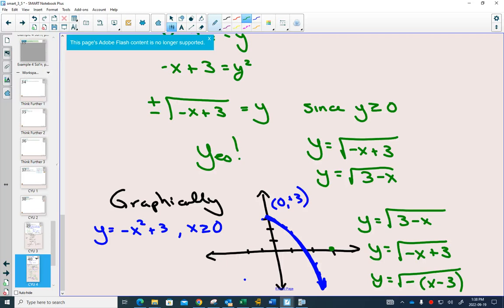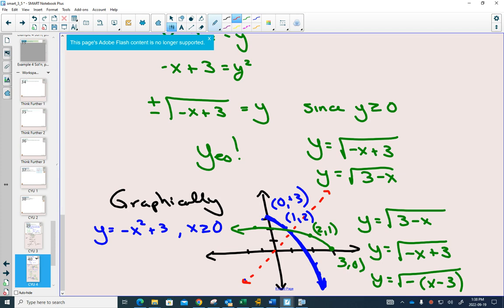So I would have this point, graphically. Does it look like it's been reflected through y equals x? Do the points match up? I have 0, 3 on the green one. I have 3, 0 on the blue one. I have 1, 2 on the blue one. On the green one, I have 2, 1.